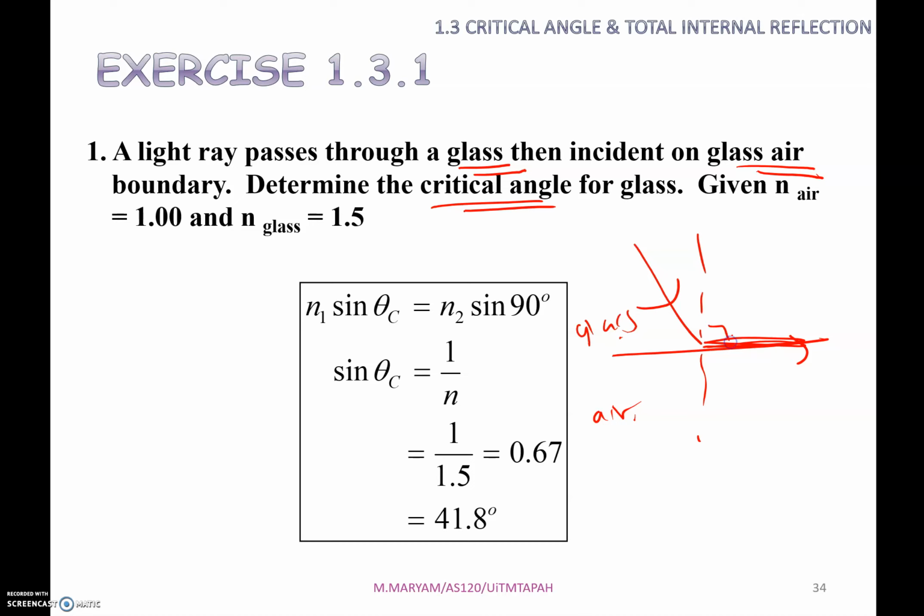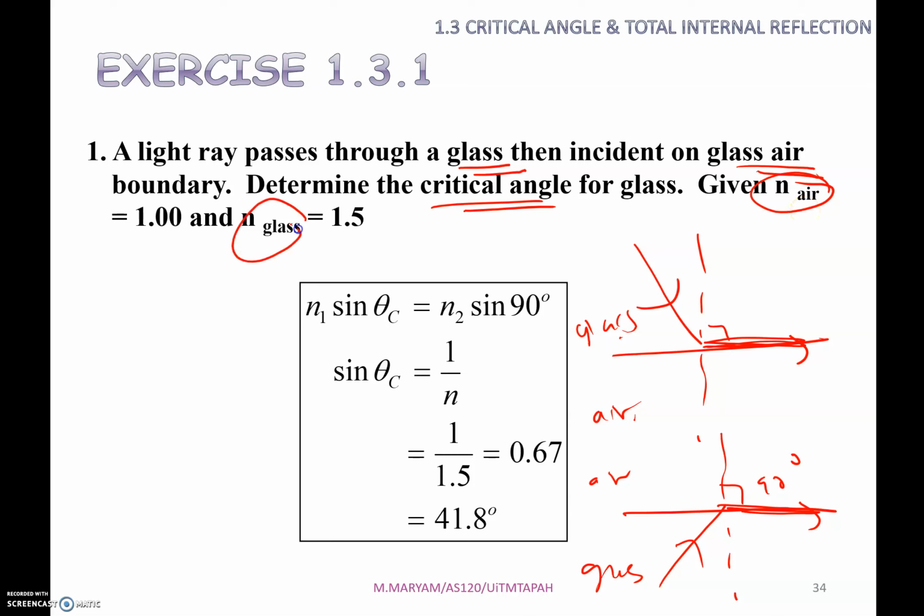Or you can draw it a different way. Let's say this is glass and this is air. Again, light goes in. This is the normal line. It will be refracted at 90 degrees. So what are the values? We have n air, which is the second medium. We have n glass, which is the first medium. So this is your n1.